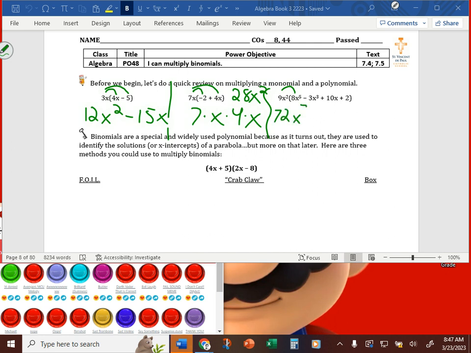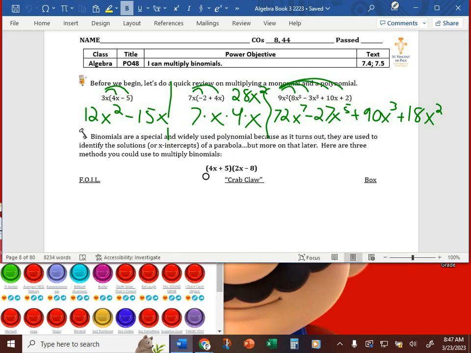72x to the 7th minus 27x to the 5th plus 90x cubed plus 18x cubed. Oh, I mean squared. Squared, right. Okay. Yes, all across the line, coefficients multiplied, powers added. It's already in standard form.